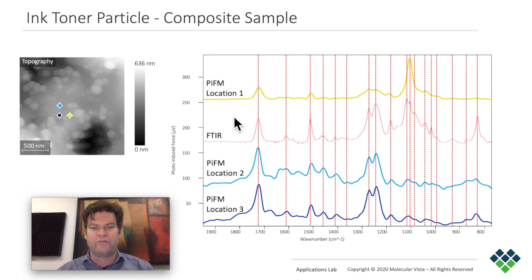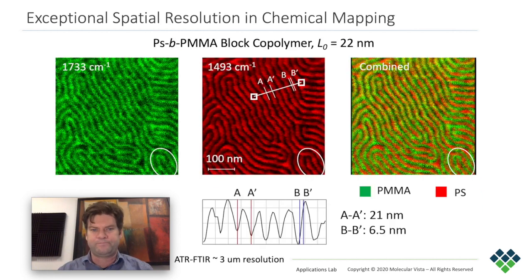So you can see at location 1 and location 2, substantially different peak ratios and strengths, highlighting that those are materially different in those two locations, and that they are subgroups of this composite that we're seeing in the FTIR bulk spectrum. Where PiFM really shines in that dynamic mode AFM is high resolution chemical mapping.